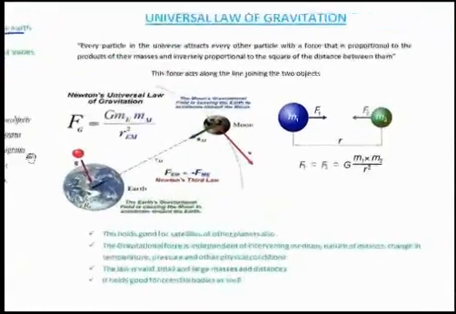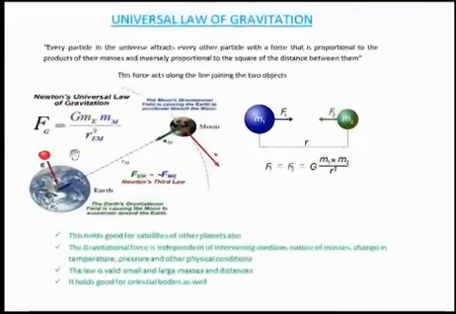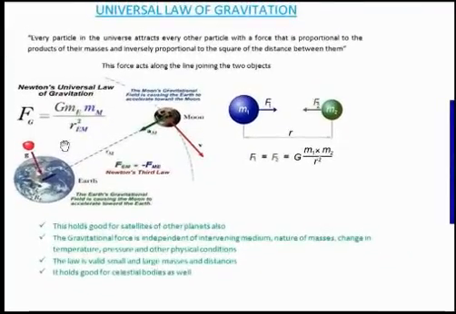Now let us try and understand the concept of the universal law of gravitation. The universal law of gravitation states that every particle in the universe, you take any particle in the universe, attracts every other particle. For example, F1 and F2 are two particles in the universe. They attract each other with a force.